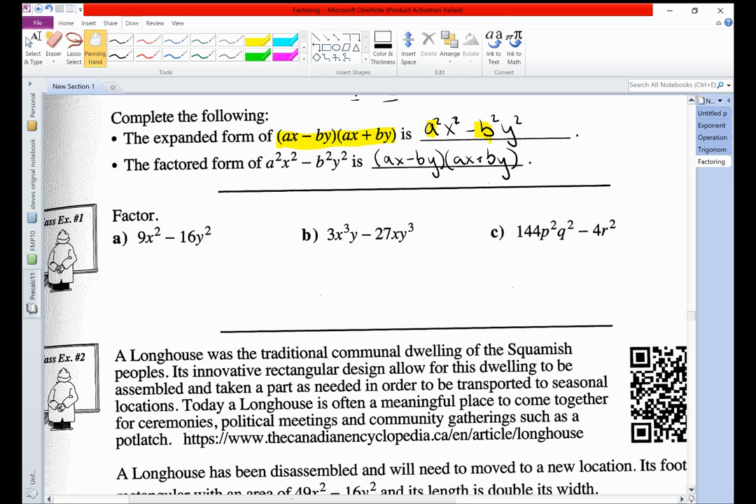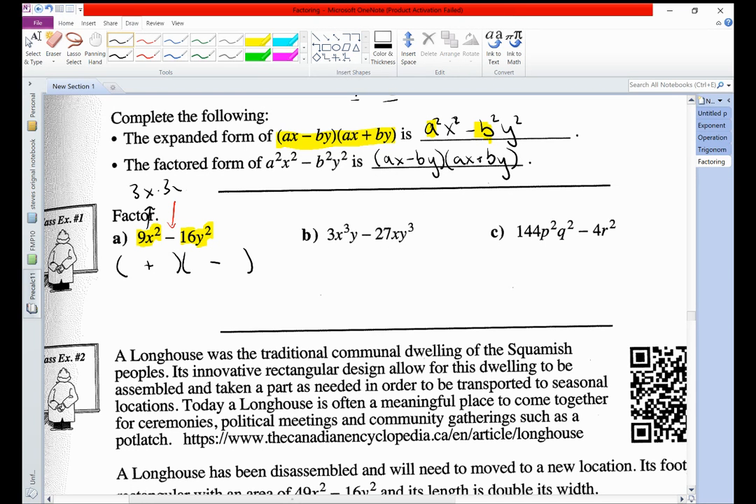Can't fool me. So basically we're looking at a difference of perfect squares in these problems. We know 9's a perfect square, x squared is a perfect square, so that whole term is a perfect square. We know 16's a perfect square and y squared is a perfect square. And it's a difference, right? That subtraction sign says that it's a difference of perfect squares or a difference of squares. So we know that when we write these factors down, one's going to be an addition, one's going to be a subtraction.